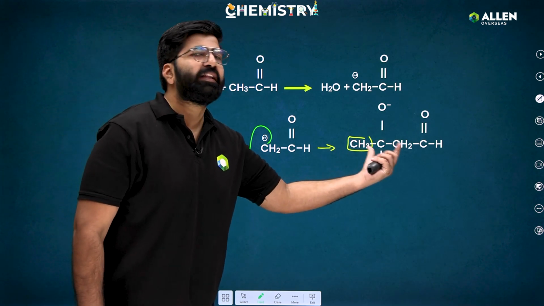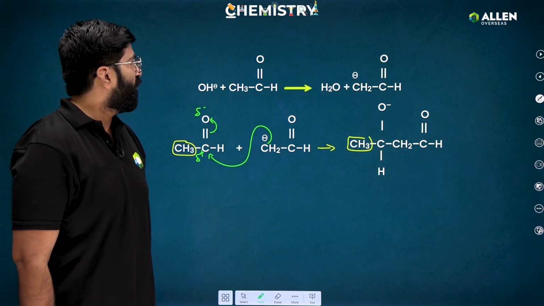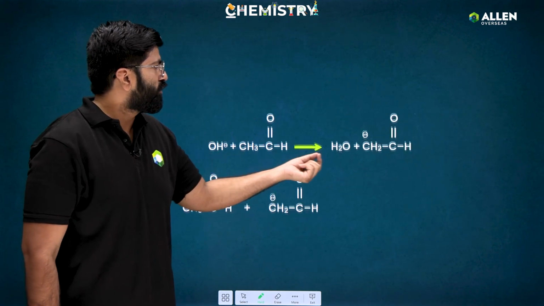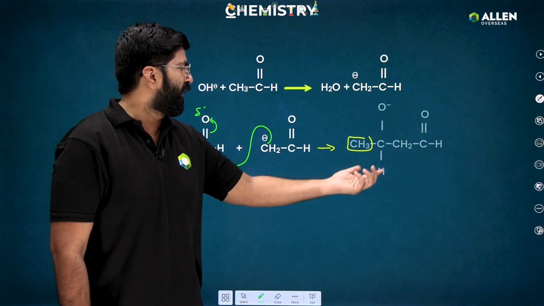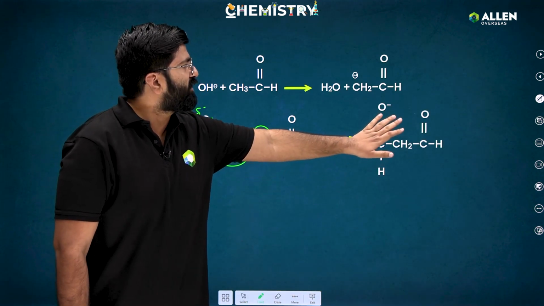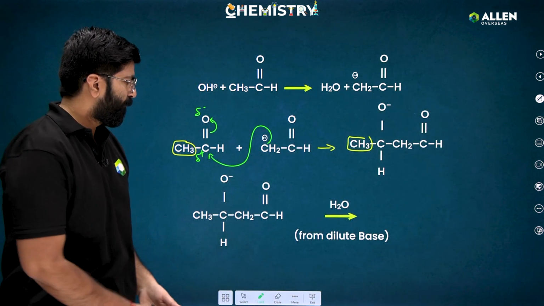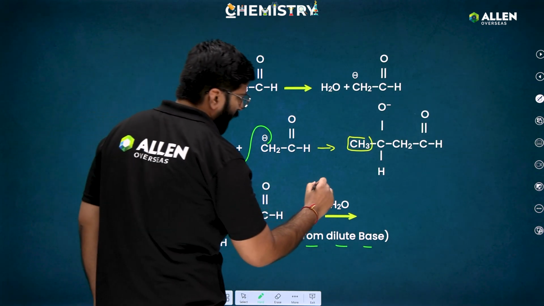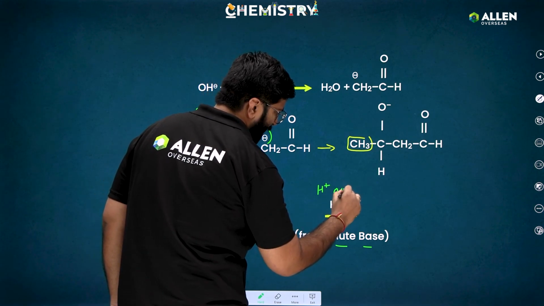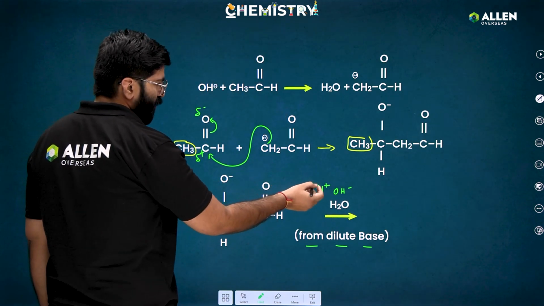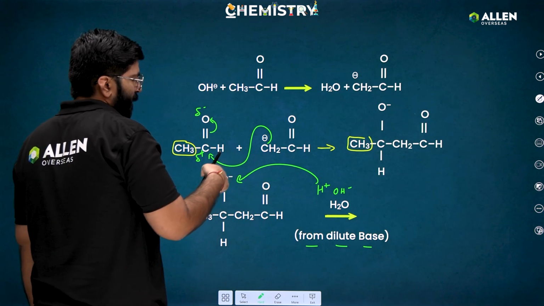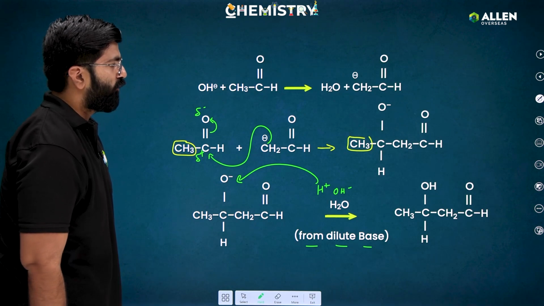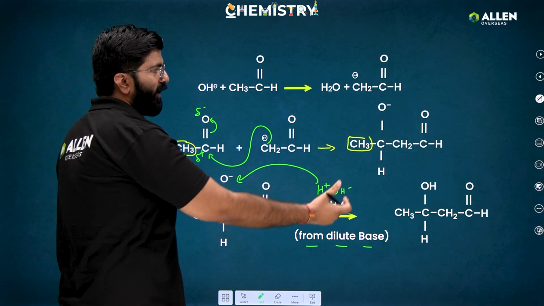And once we get this, if you will see, initially what did we use? We used dilute NaOH. So obviously there's water present in our solution. So this can further react with our water, because it is a dilute base. So if there's water, what does water have? Water has H plus and OH minus ions. So over here, this H plus ion can be attracted by this, and this H plus can go to this O minus, and this product will be formed. Yes or no?